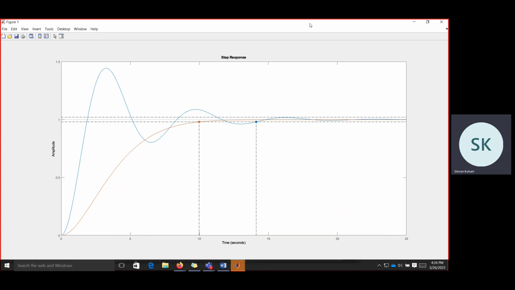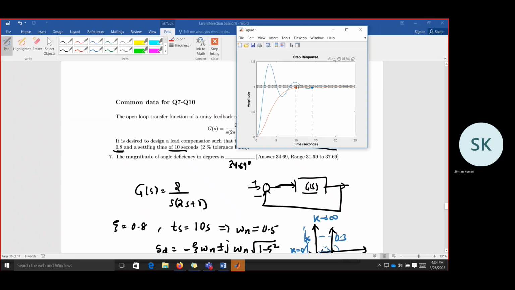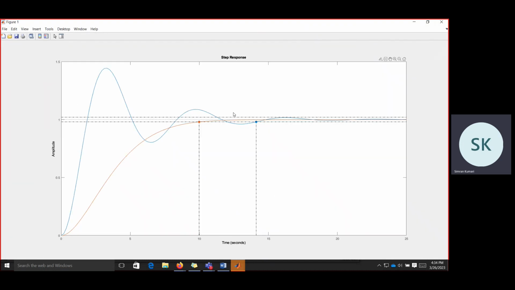So damping of 0.8 basically means we have a system near to critically damped, because damping is 0.8 and we know that if damping is greater than 0.7, then there will be no peak overshoot. So we don't have any peak overshoot, which we can verify from this plot. So I hope this question is clear.